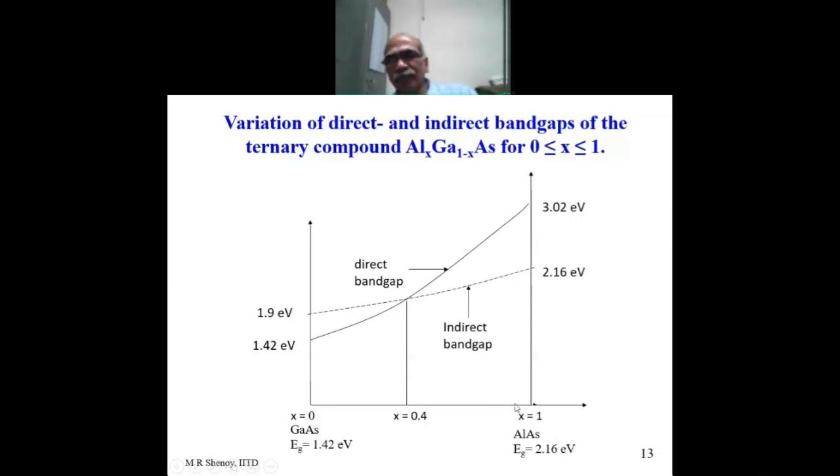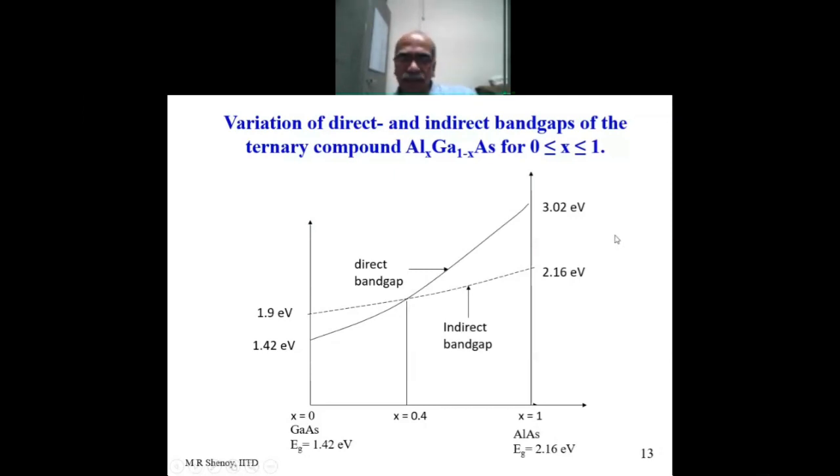smaller than the indirect gap minimum. And similarly, for aluminum arsenide, the indirect band gap at 2.16 eV is smaller compared to its direct gap at the gamma point, that is 3.02 eV. And we call aluminum arsenide an indirect band gap material. Now, what you see is, as you change from x equal to 0 to x equal to 1, the direct band gap represented by the solid line varies from 1.42 to 3.02. In other words, by changing x, you can modify the band gap of the material. That's one of the most important reasons why we go for ternary compounds and quaternary compounds.